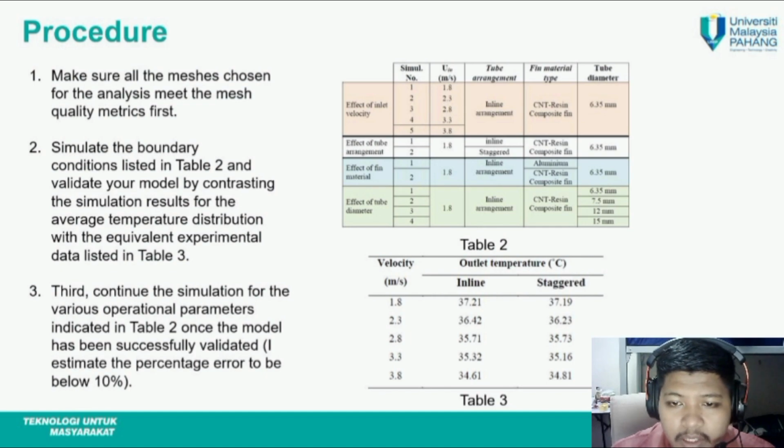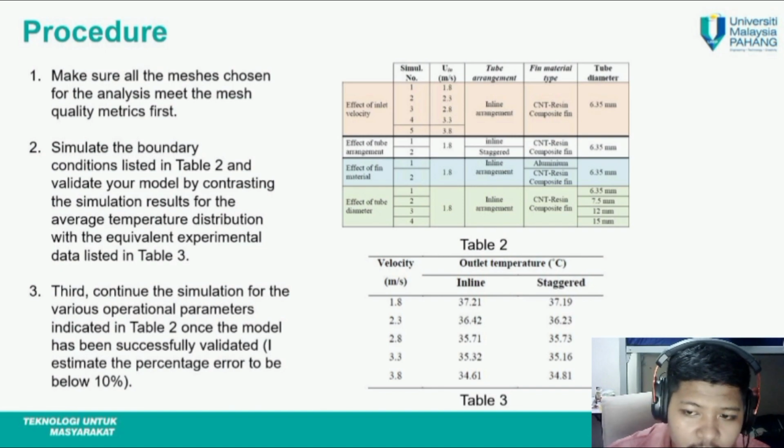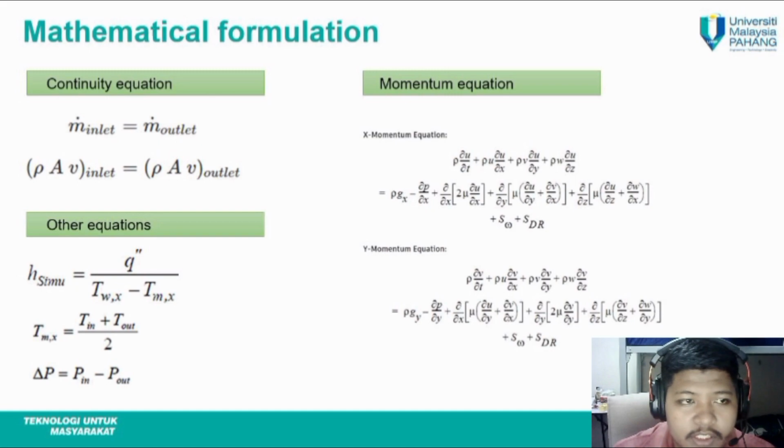So aim for an inaccuracy between the simulation and experiment result of no more than 10%. Third, continue the simulation for the various operational parameters indicated in Table 2 once the model has been successfully validated.